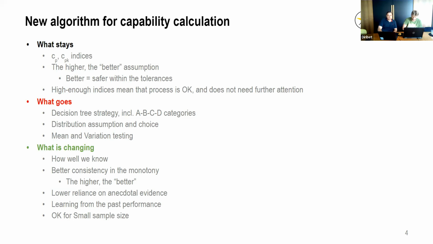We cancel the decision tree strategy. Similarly, we do not use the division into process models like A, B, C, and D. You know it, I think. And we also do not use mean and variation testing. We are using new algorithms there. We will talk later about the algorithm.